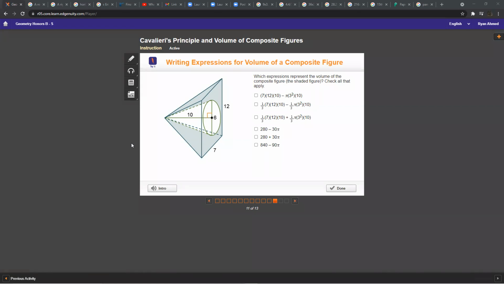All right, so let's see what we're doing today. We are dealing with which expressions represent the volume of the composite figure, the shaded figure. The basic understanding we want to use here is that we're going to find the total, which would be the prism, and then we're going to subtract the cone volume from that to get whatever is left over. We're doing something similar to this in my calculus class right now.